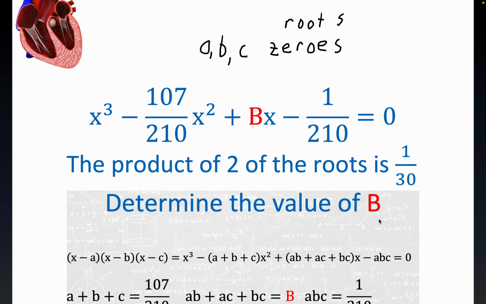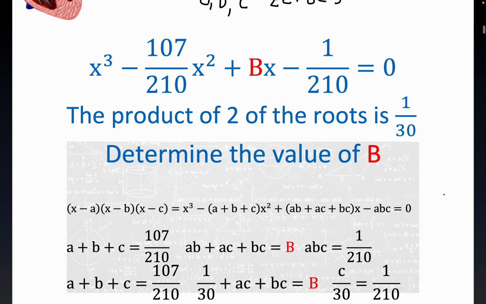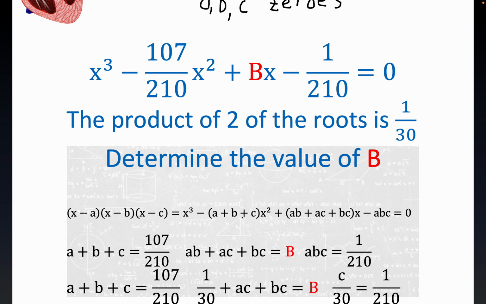So let's see how we can use this given information right here that the product of 2 of the roots is 1/30. Now, what we do to get started on that is actually equate coefficients. Notice how I wrote down a plus b plus c is equal to 107 over 210. Well, that's because minus a plus b plus c is the coefficient of x squared, but we have minus 107 over 210. So the minus signs just go away, right? And you have a plus b plus c is 107 over 210. Okay, so we know that.